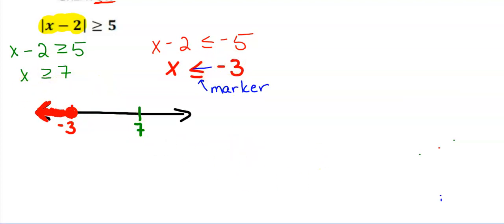So look over here at the 7. I'm going to draw my circle, and then I'm going to look for my marker. It's there. I have a marker to color it in because that's the equal symbol. So I'm going to color that in, and then my arrow is going to the right. So this arrow is going to go to the right. So that's everything greater than or equal to 7.